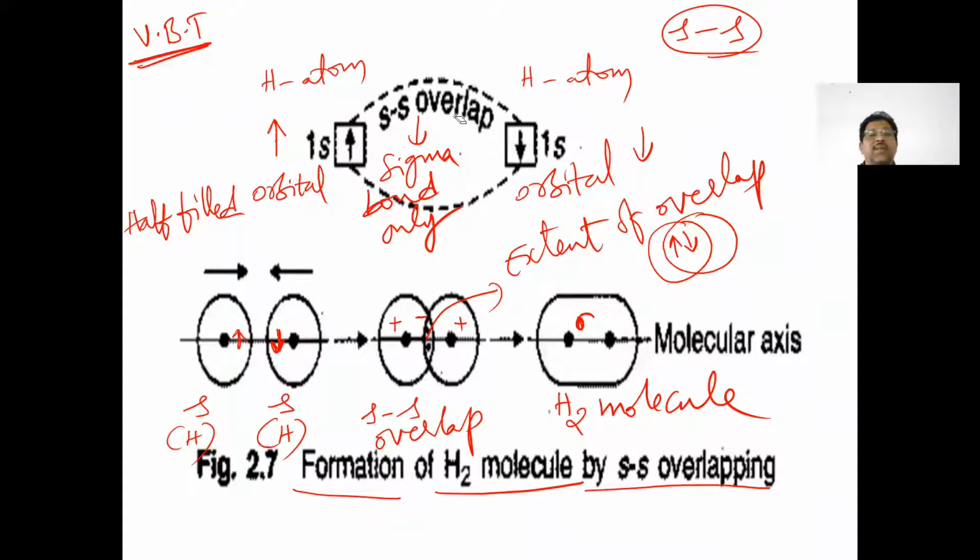So s-s overlapping will always form a sigma bond. How is a sigma bond formed? Always by axial overlapping. A sigma bond is formed by axial overlapping. So axial overlapping will form a sigma bond. Is that clear? Let's take a screenshot of this one.